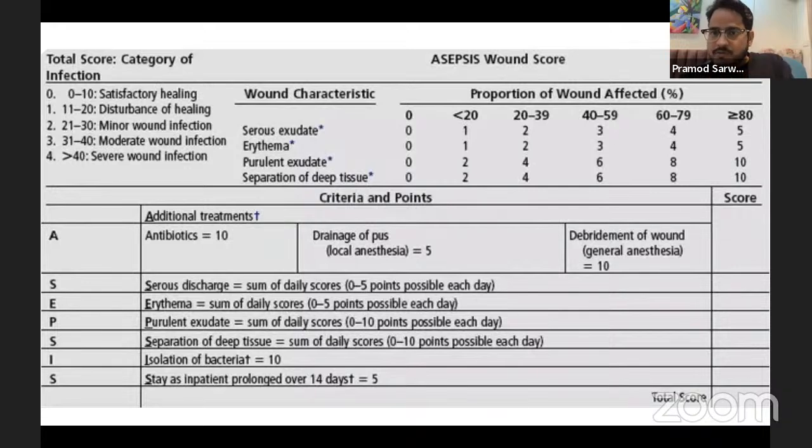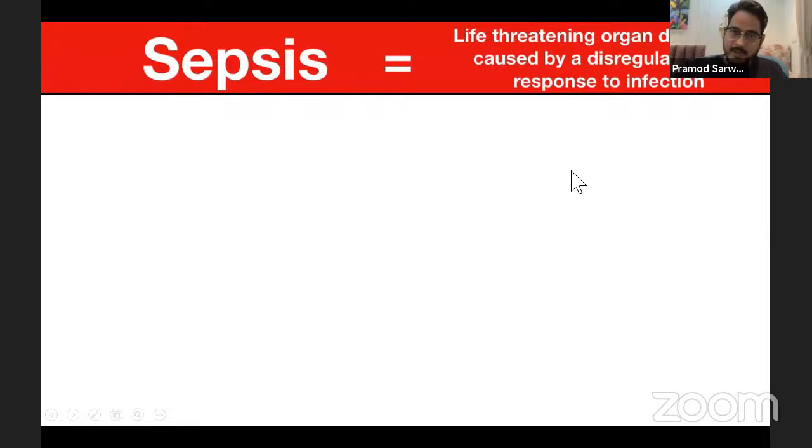So you calculate the scores and you decide that the patient's surgical wound is healing, or it is disturbed, it is minor wound healing, it is moderate wound infection, or it is severe wound infection. So any surgical wound getting infected will generate a host response, and usually it will be an immune response to fight that pathogen.